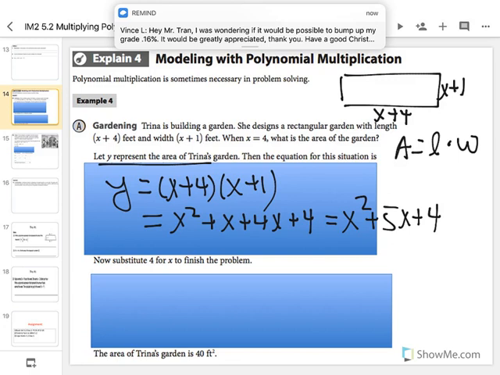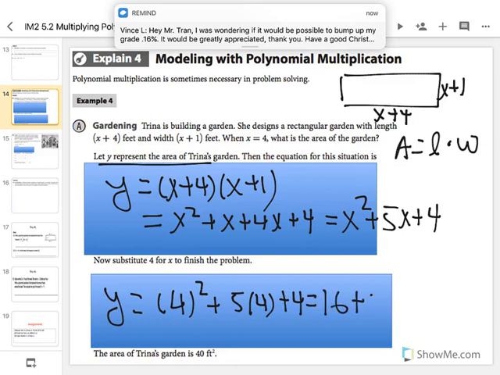Okay, and then for number 4, now substitute 4 for x to finish the problem. So y equals 4 squared plus 5 times 4 plus 4. That gives us 16 plus 20 plus another 4, which gives us 40. The area will be 40 square feet.